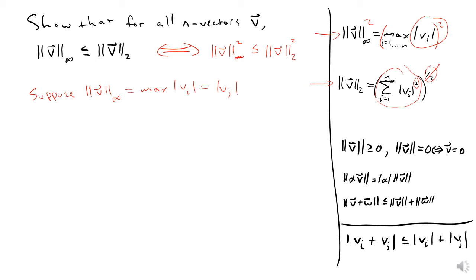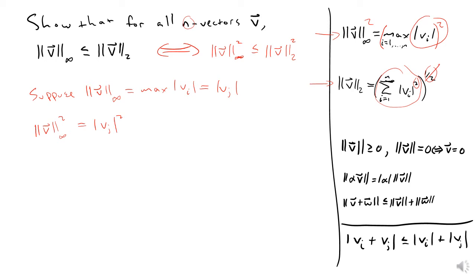Where j is just some index between 1 and n. So this vector v is in Rn. All right, so if v sub j is our biggest entry in the vector, then the infinity norm squared, we can call that absolute value v sub j squared.